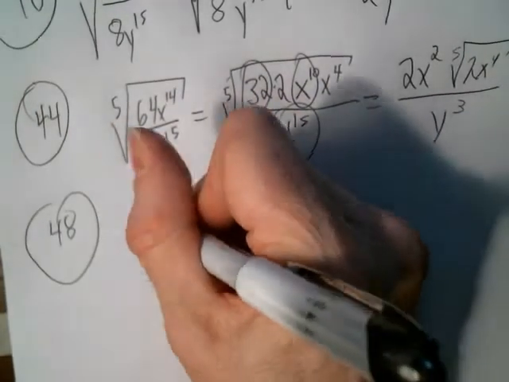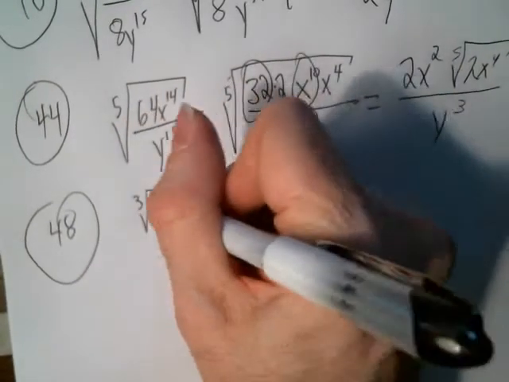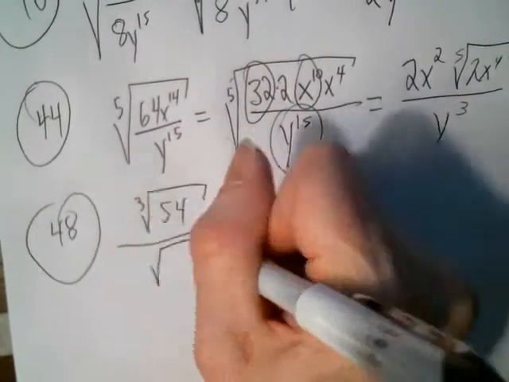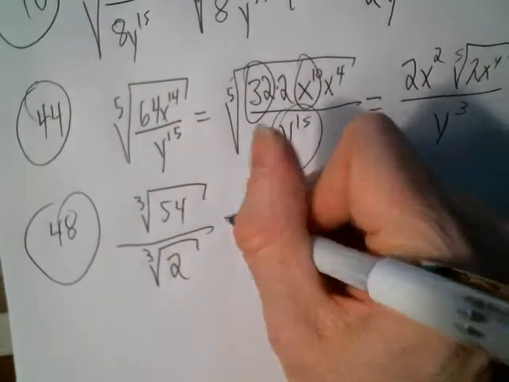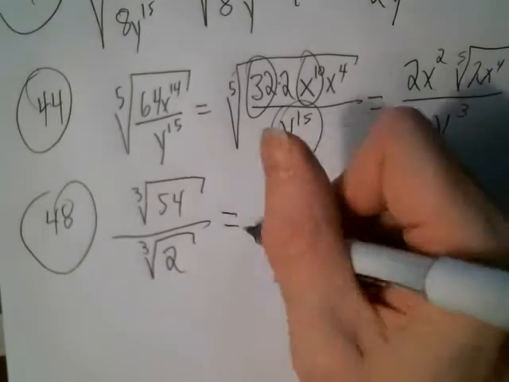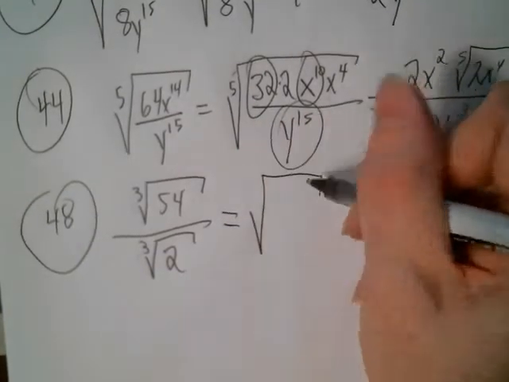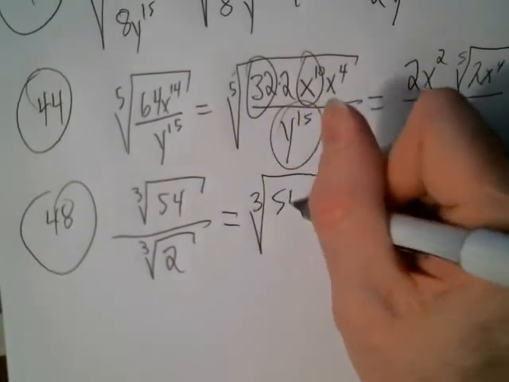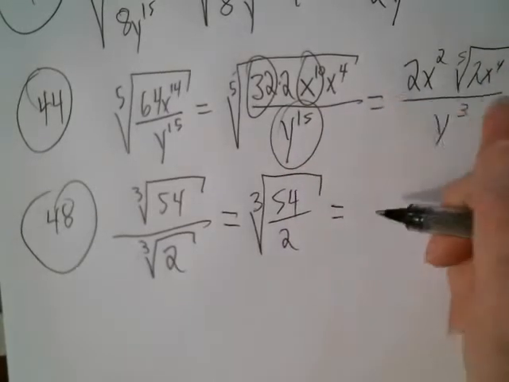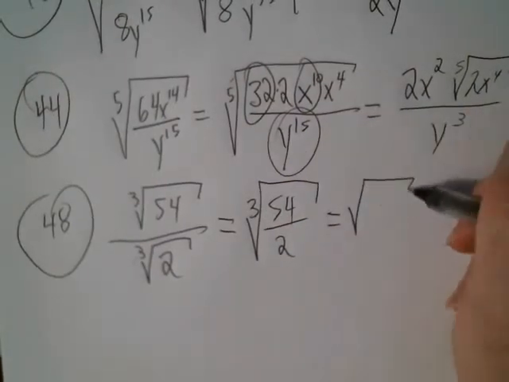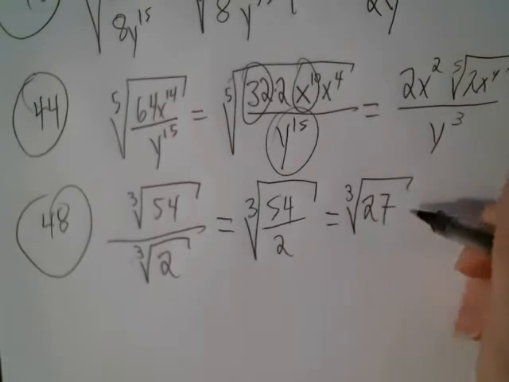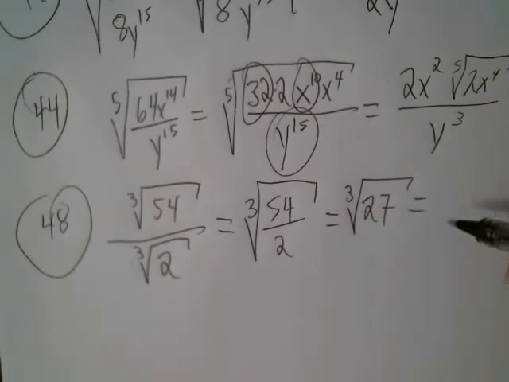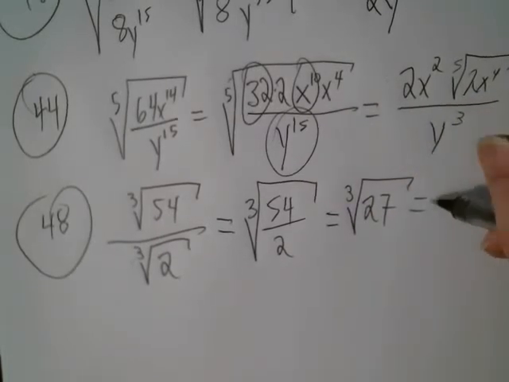This time we're kind of going in the reverse direction. I have the cube root of 54 all over the cube root of 2. I could split that, turn that into one big fraction, 54 all over 2. 54 divided by 2 is 27. Okay, so now I can go ahead and take the cube root of that. That'll be 3.